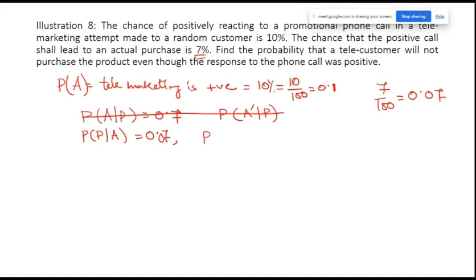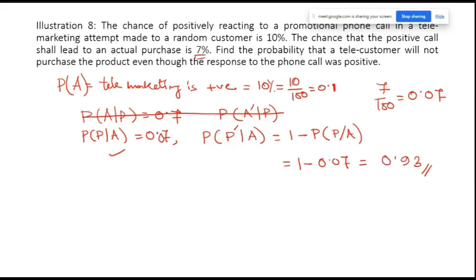Now you are to find out the probability that I do not purchase the product, given that it was positive. That means I started with a positive discussion, but ultimately I did not purchase. Now this is not actually a direct problem of conditional probability. This is a complementary event: 1 minus the probability given to you, that is 1 minus 0.07. So the chance that I will not purchase, given that I started positively, is 0.93.